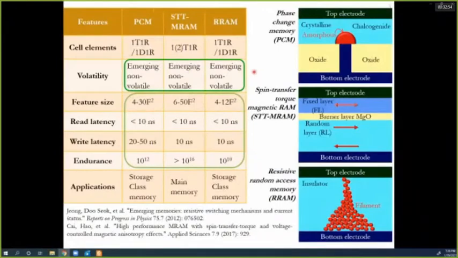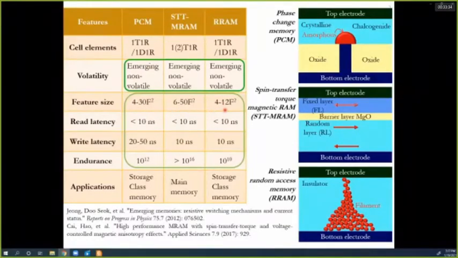Now, if we check the properties of PCM and its counterparts, such as the STT-MRAM, which stands for Spin Transfer Torque Magnetic Random Access Memory, and the RRAM, which stands for Resistive Random Access Memory, we see that these three technologies have quite similar features. All of them are non-volatile in nature, so they will retain the stored data even when the power is turned off. All of them have much smaller feature size, much smaller than the SRAM feature size. Now you may see that there are some lower and upper bounds for each of these cases.